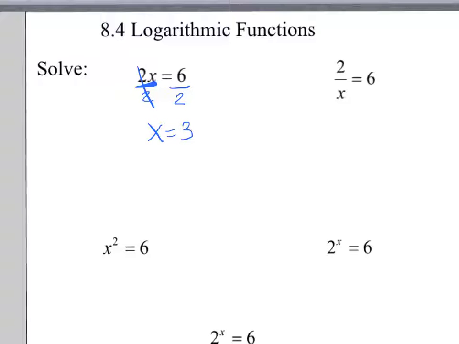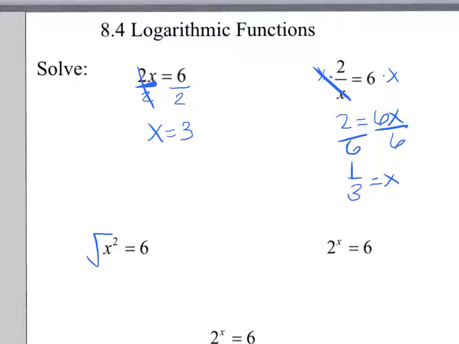Easy enough. All right, on the next one, 2 over x equals 6. I need to first get rid of the x. So now 2 equals 6x, and then I divide by 6. So 1/3 equals x. Easy enough. x squared equals 6. I can square root both sides, so the square root and the square cancel, so x equals the square root of 6, plus or minus, of course.